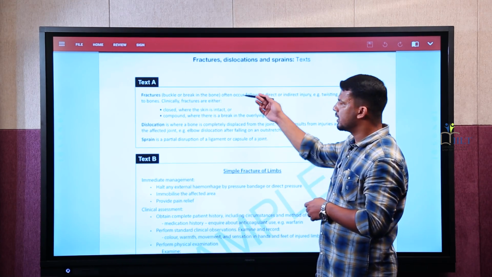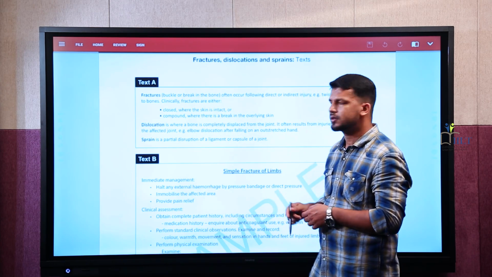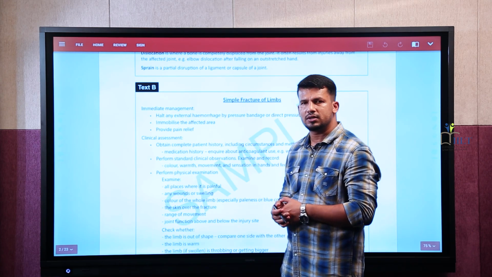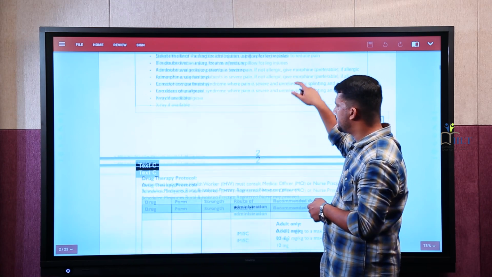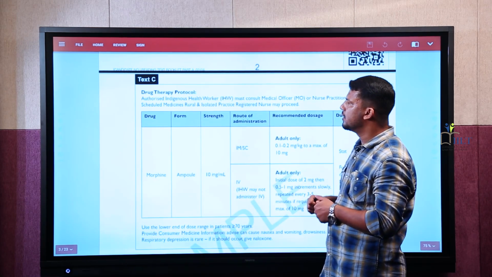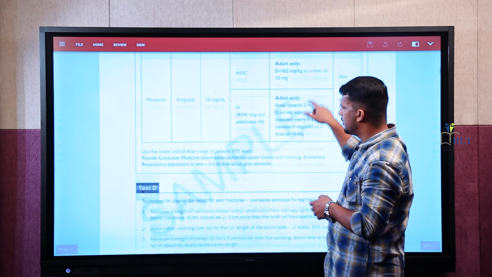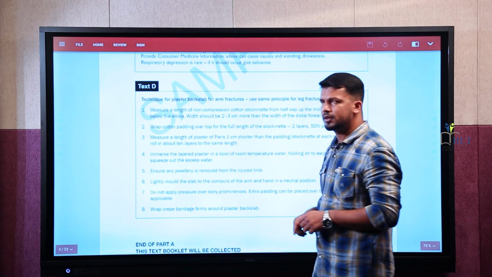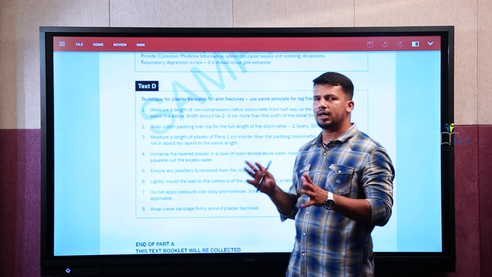Okay. So we can easily understand that part A is discussing the definitions of a few words. Part B is about the immediate management, then its assessment, then again management. Part C is talking about some of the dosage chart. And part D is discussing the technique for plaster. So it's easy: by reading the headings, we get an idea.